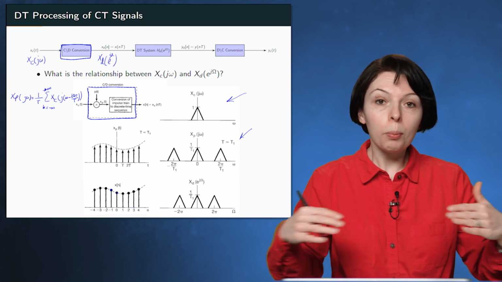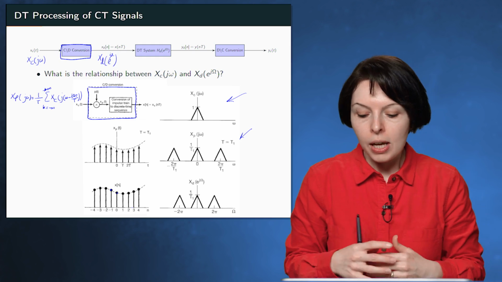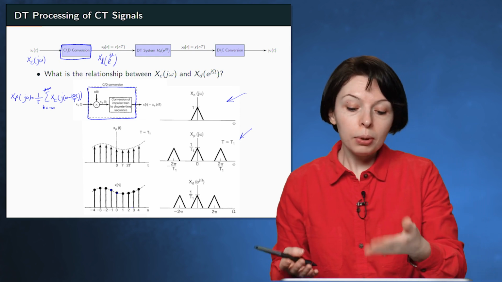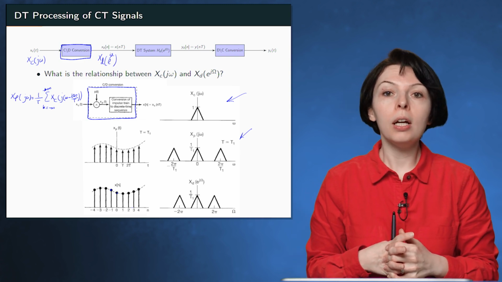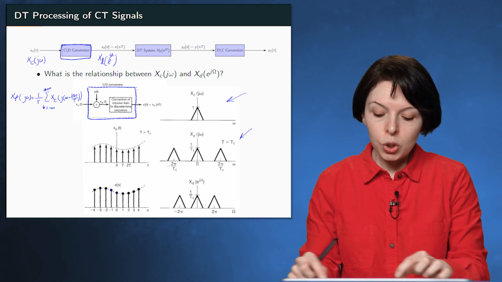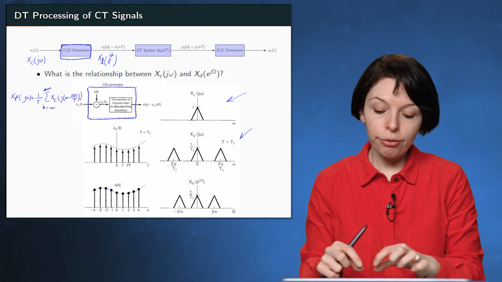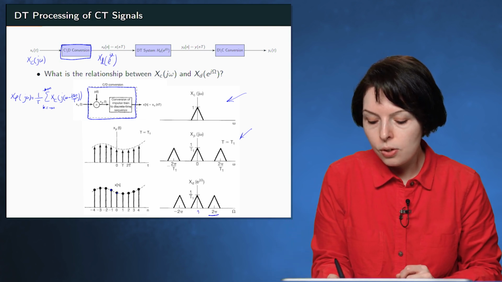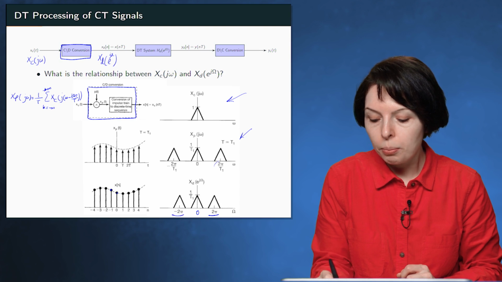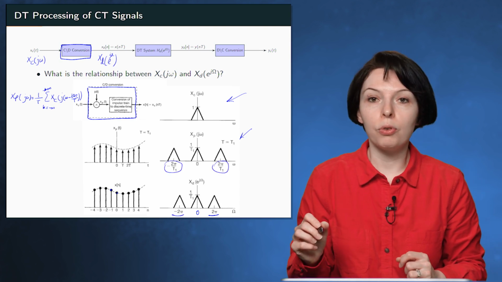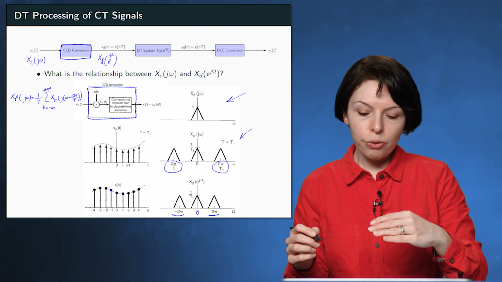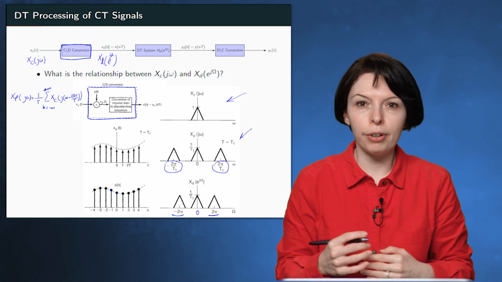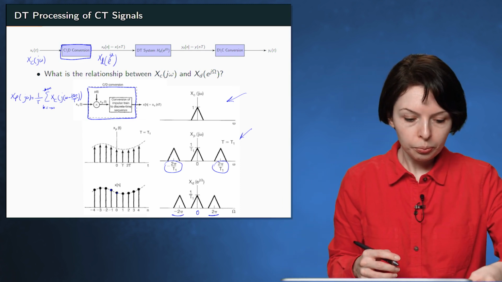So we are normalizing the x-axis. Xd of e to the j omega is going to look similar to xp of j omega. It's just that the numbers on the frequency axis are going to be scaled. So you're going to have 2 pi here, 0 here, negative 2 pi here, compared to 2 pi over T, negative 2 pi over T. And we're going to write the equations for comparing xp of j omega and xd of e to the j omega, and you can find out how they are related.